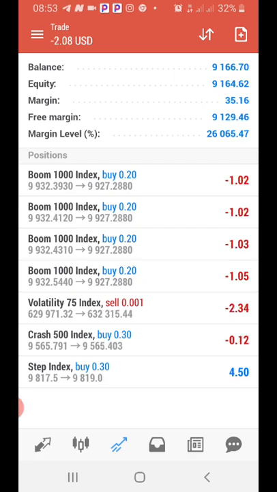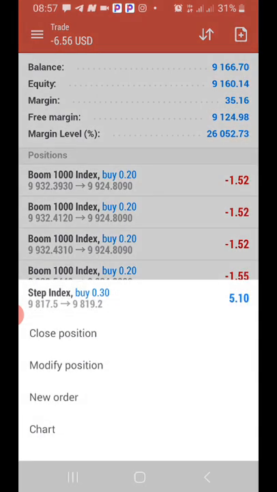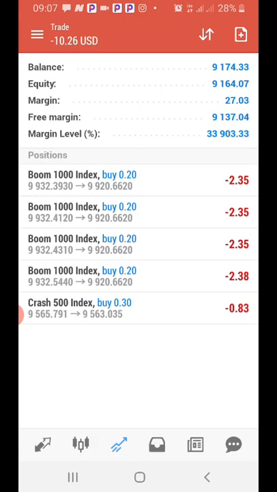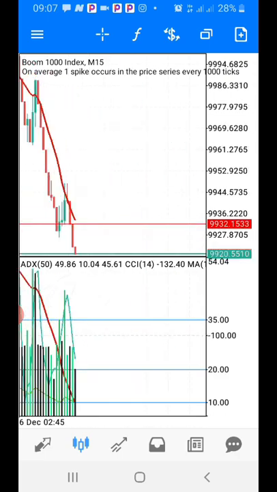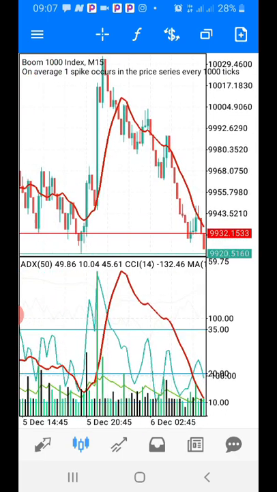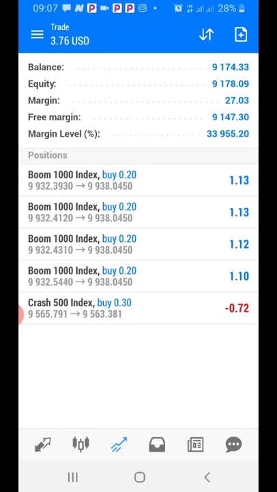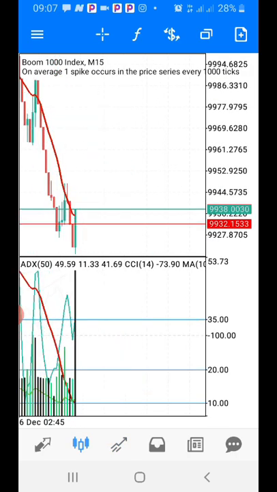So we are waiting for it. It's going to spike. Let's be patient. Let me take profit for my Step Index trade and also my VIS75. Yeah, Boom 1000, we are still waiting for your spike. What? We just got a spike right now. So guys, we just got the spike we've been waiting for on Boom 1000. You see, we need patience trading with this strategy.